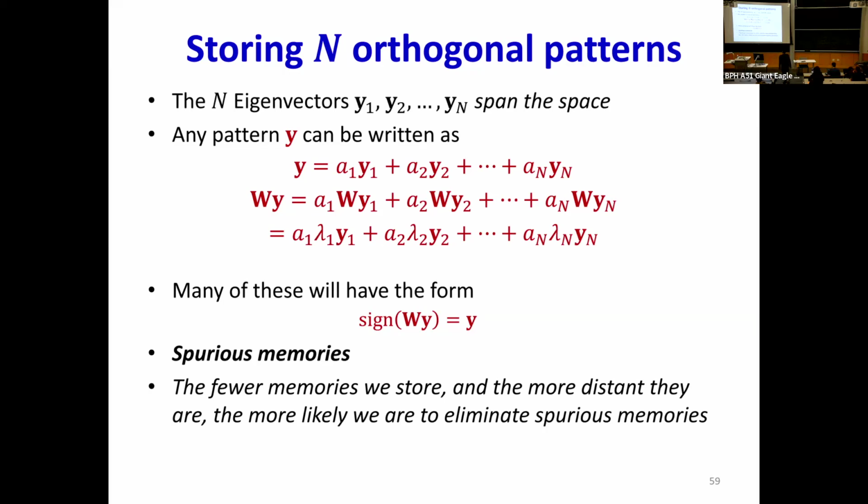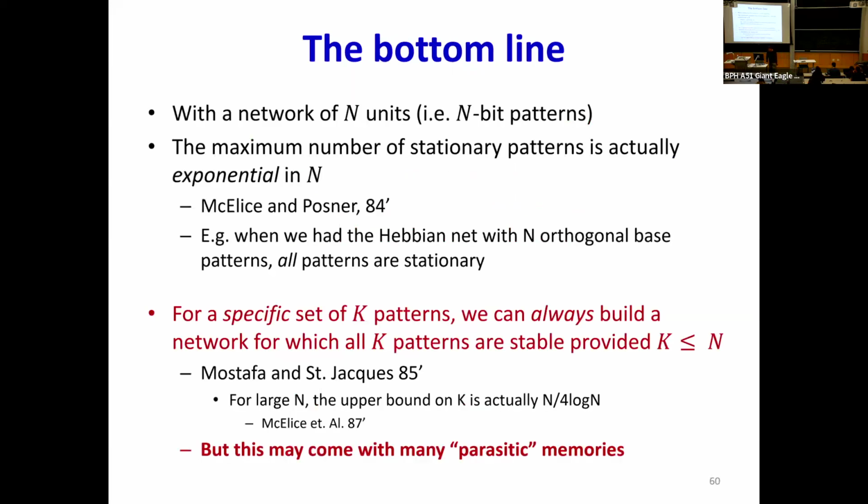So the fewer memories we store, the less likely you are to have these spurious patterns. And so the bottom line is that with a network of N units, the maximum number of stationary patterns is actually exponential in N. If W is designed so that all of its eigenvalues are 1, every single pattern that you can have is going to be stored. You want to design W such that the eigenvalues are all unique, and only for the patterns that you want does this characteristic y equals sine wy hold. And this is going to be quite impossible.